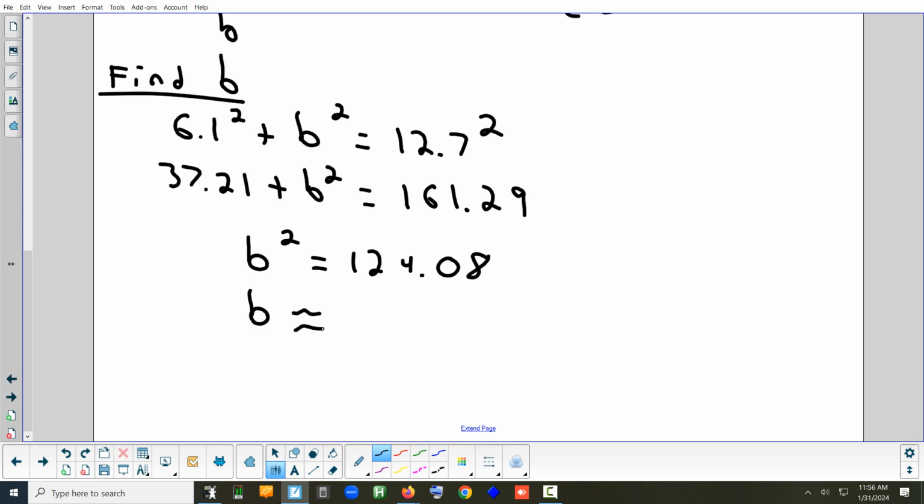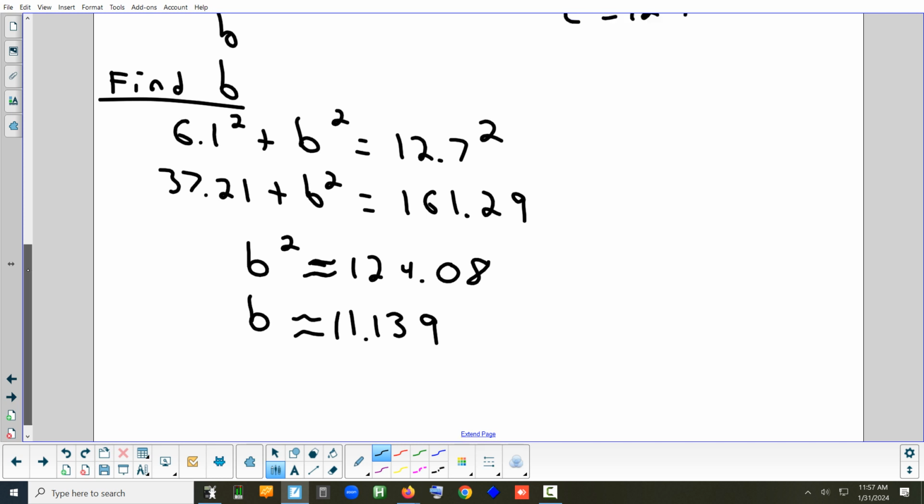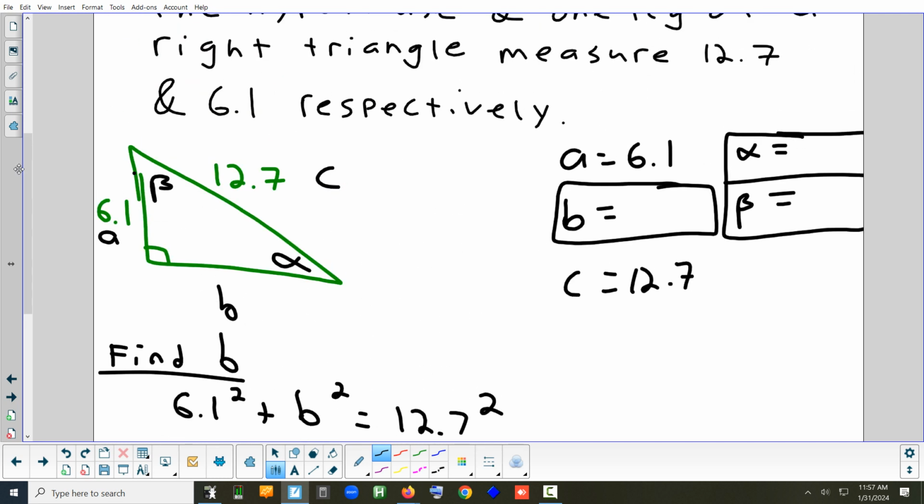Technically, this is approximate. I should not use equal, but it's okay. What's the square root of 124.08? About 11.139. Okay, so that's B. Any question on how we got B?